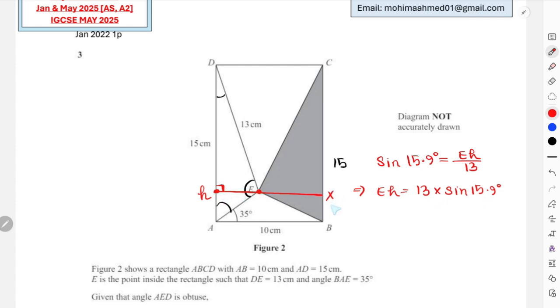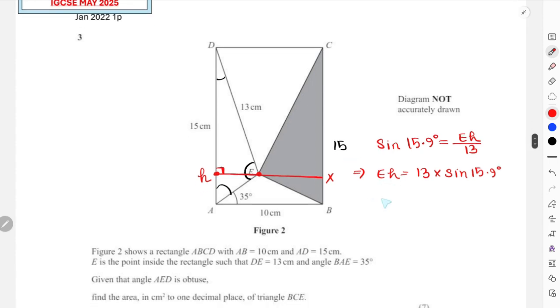If this is given, let's consider this as X. Then EX is also the height of this shaded triangle, and the base is already given, CB is 15. So in that sense, now we can find out the length for this EX, which is going to be 10 minus 13 sine 15.9 degree, because the total length over here was 10, right? So this is going to be EX.